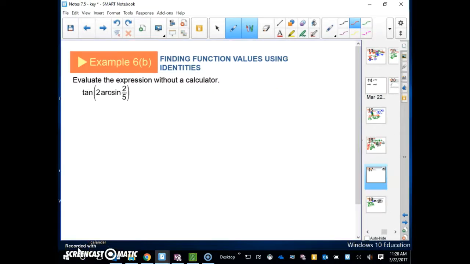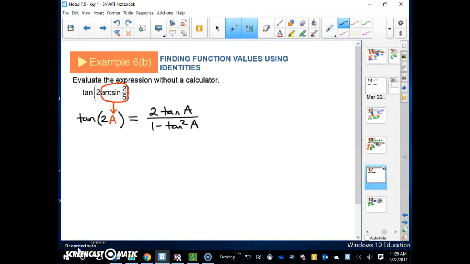Example 6b, we've got tangent of 2 arcsine 2/5. What I want you to realize is this arcsine, this inverse trig function, is an angle. So if you think of that as angle A, then maybe it's a little bit more obvious what's going to happen. We have tangent of 2A, or tangent of 2 times the angle. It's a double angle identity. So hopefully that makes you want to look over at the formulas, look them up on the formula sheet or up on the board. Tangent 2A is equal to 2 tangent A over 1 minus tangent squared A.